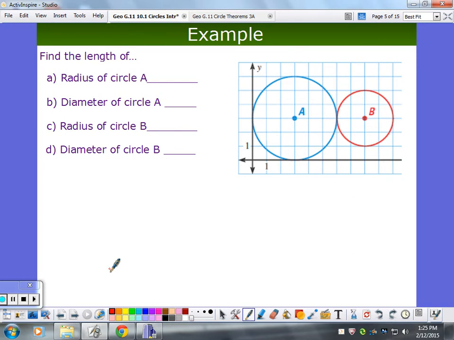This did not come out very well on your paper. None of those little graphing lines came out, so you're going to have to look up here. Find the length of the radius of circle A. Thomas: 3. Be careful, always look at the scale. Each box is 1 unit, so it's 3 units. So what's the diameter, Christian? 6. What's the radius length of circle B, Jack? 2, 2 boxes. And so what's its diameter? 4. This is easy.